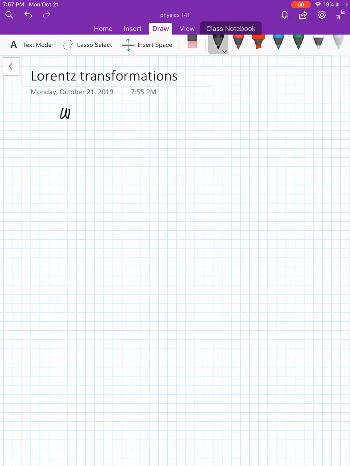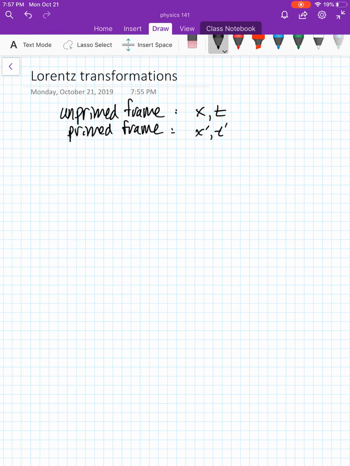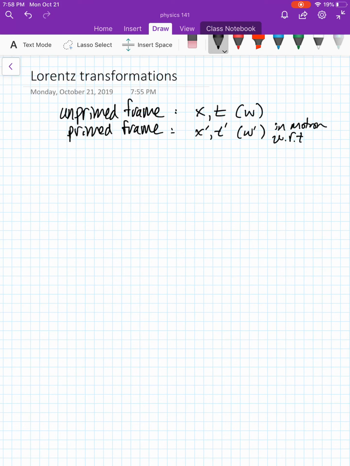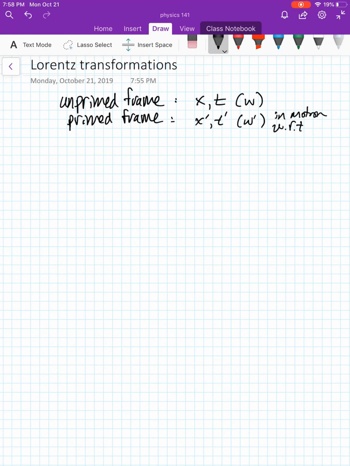Remember we have an unprimed frame and a primed frame. In these, our primary variables are position and time. Sometimes we'll use W, which is this weird little unit so that things come out unitless. And remember that, generally speaking, the primed frame is in motion with respect to the unprimed frame. Of course, they're both in motion with respect to each other, but this is the primary thing that we're usually talking about, and this is why we have these two diagrams overlaid on each other.